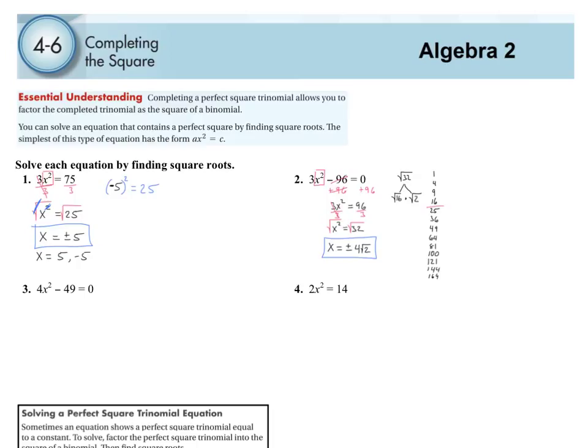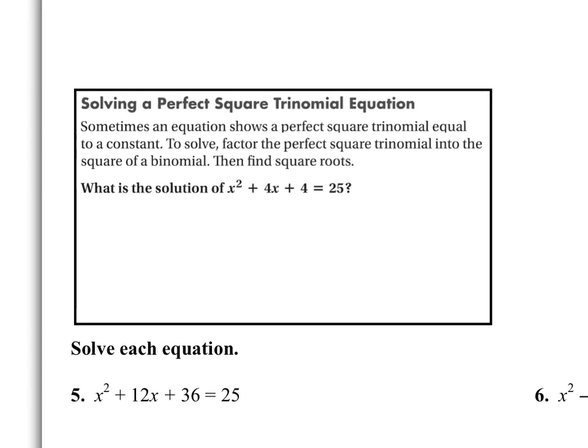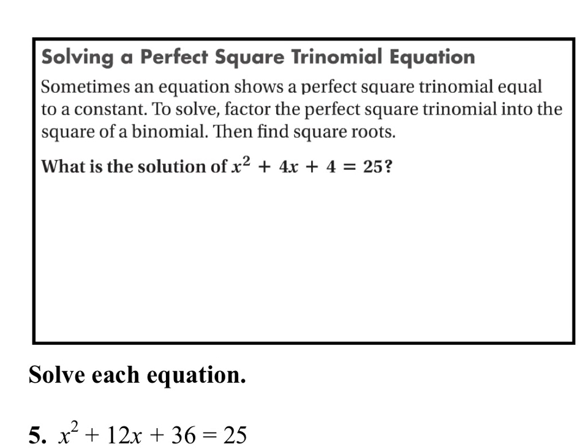So section 4.6, we talked yesterday about how to solve equations by finding the square root. We had to isolate the x squared, so we had x squared by itself equals something, and then we could take the square root of both sides. Well, that holds true not only for x squared equals a number, but also when we have binomials and trinomials.